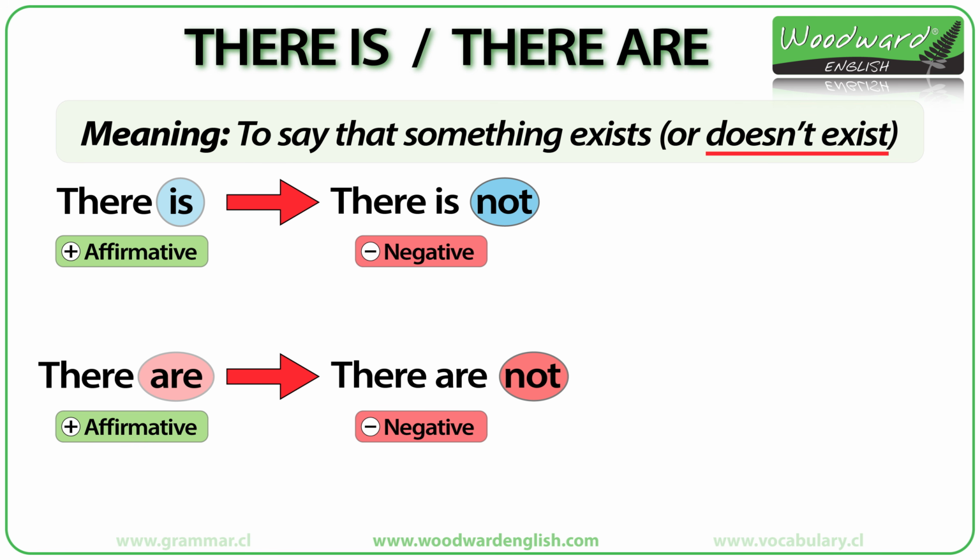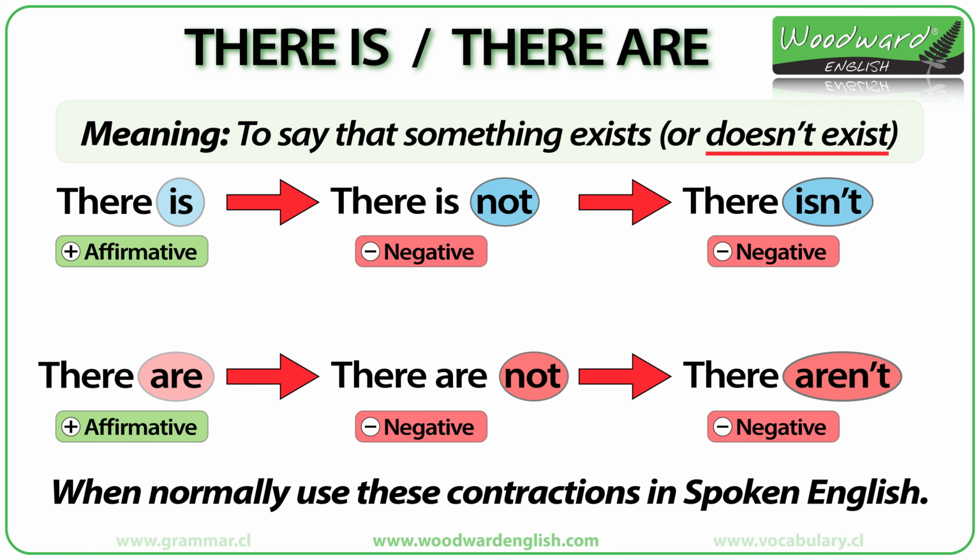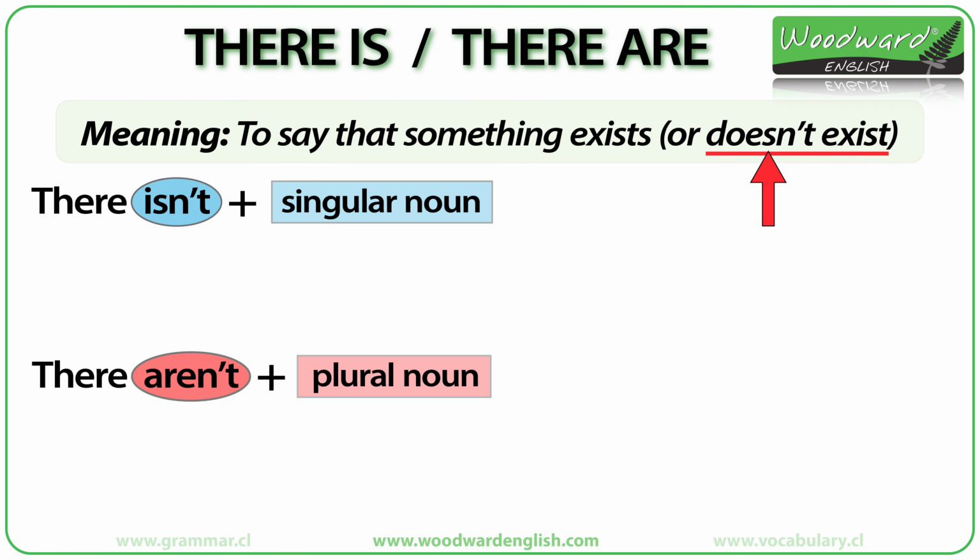When we are speaking, we normally use a contraction of these words. There is not becomes there isn't. There are not becomes there aren't. We normally use these contractions in spoken English. So there isn't and there aren't means that something does not exist or it is not available.